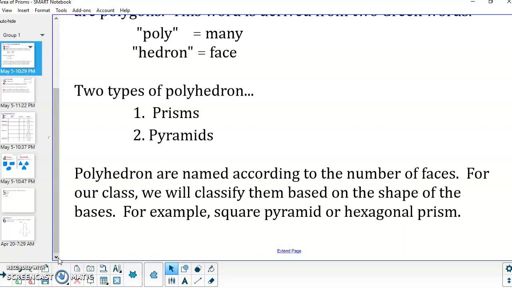So polyhedrons are named according to the number of faces, and for our class, we're going to classify them based on the shape of the base. So for example, we'll talk about a square pyramid or a hexagonal prism.